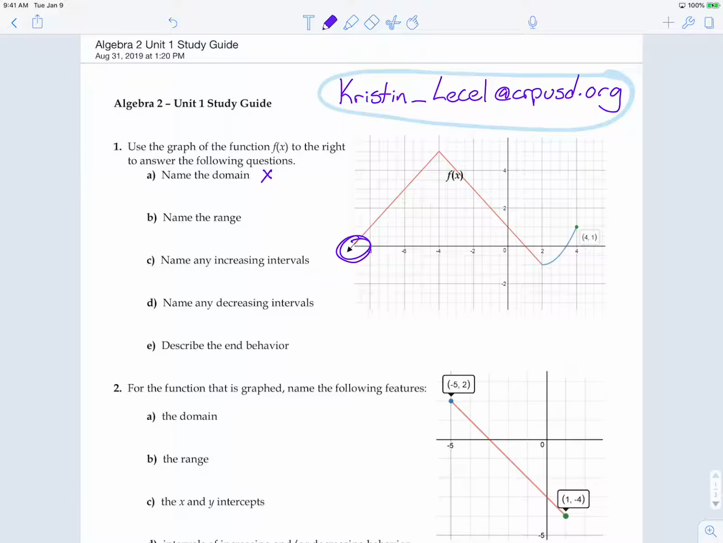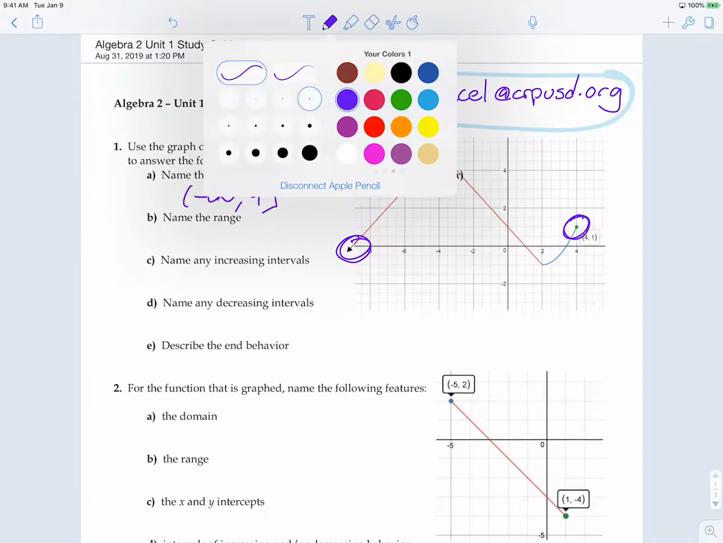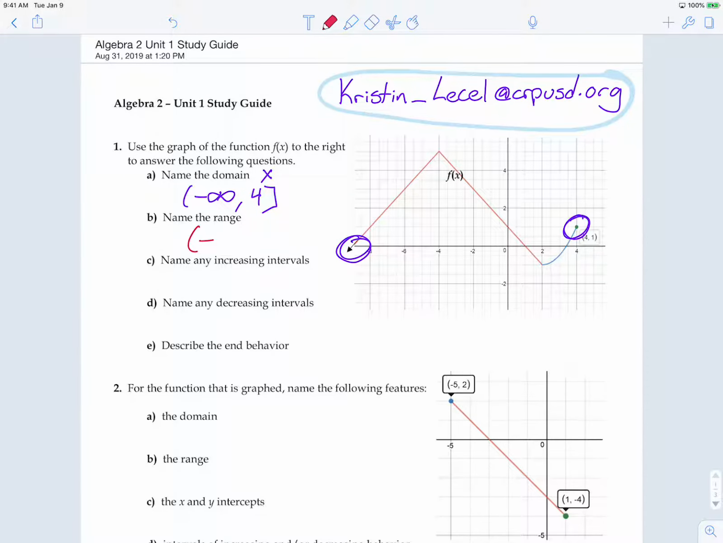Because of this arrow right here, how far to the left it goes is negative infinity, and you use parentheses because you can never reach infinity, so it's not included. And as far right as it goes is the number 4, which is included because that dot is a solid dot. If it wasn't a solid dot, it would have also been parentheses. The range for this one is again negative infinity because it's going down to negative infinity on the y-axis. And the very top of it is a 5, and that is part of the graph, so it's also brackets.